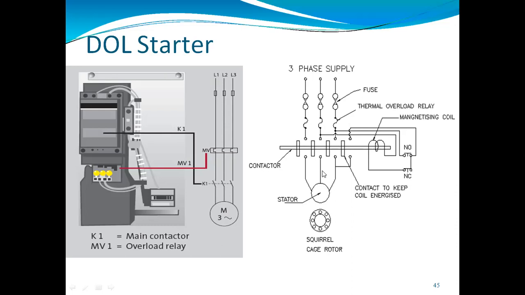But the starting current is usually 5 to 7 times the rated current, because when we start the induction motor, we require a higher amount of starting current. So when we make the induction motor start direct online, we give the supply directly to the motor. Here we are giving that three-phase supply to the stator.